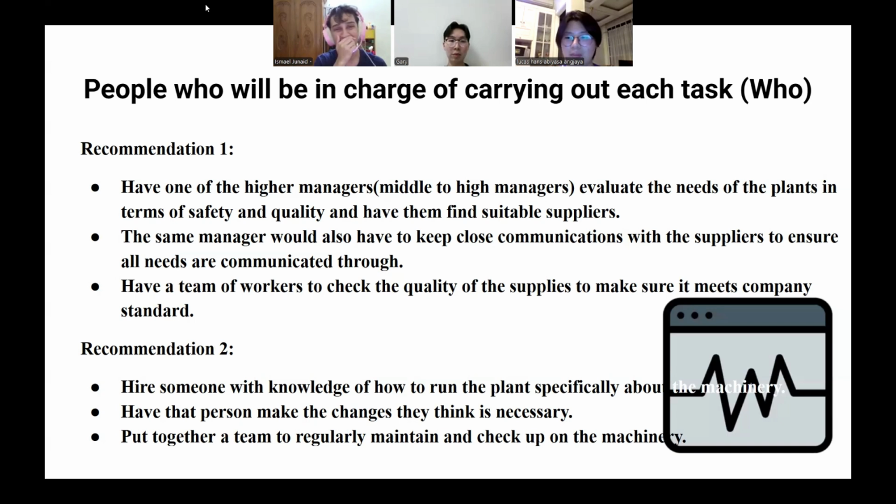Next, we'll be talking about the people who will be in charge and carrying out each task. For the first recommendation, we will have middle to high managers evaluate the needs of the plant in terms of safety and quality and have them find suitable suppliers. Second, the same managers would also have to keep good communication and a good relationship with the suppliers to ensure all needs are communicated. Third, having a team of workers to check on the quality of the supplies and make sure it meets the company standards. For the second recommendation, first we will hire people with the expertise and knowledge on how to run the plant, specifically about the machines. Second, we would have that person make any changes that they think are necessary. Third, we would put together a team to regularly maintain and check up on the machinery.